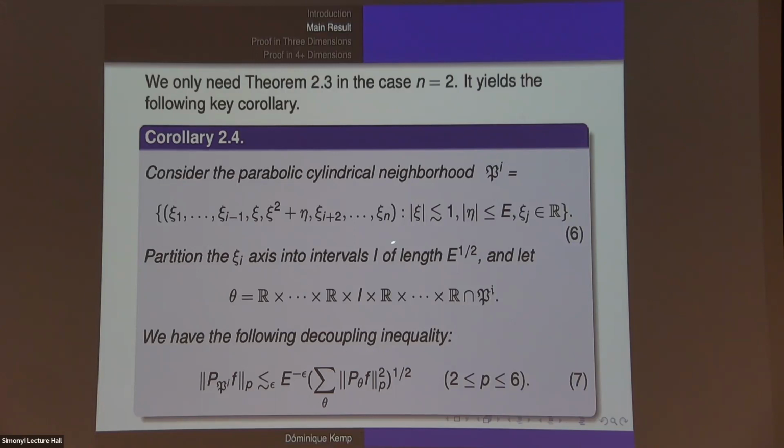Okay, so when we do that, we partition the Ci axis into intervals of length eta to the 1/2. Then the corresponding decomposition of the parabolic cylinder is provided. For each of these thetas that appear in the sum, we have an honest L2 Lp decoupling inequality, and p is again between 2 and 6. Any questions? This is kind of our main thrust here. Corollary 2.4 is what gets applied over and over again, and the point of the proof is to determine how to apply it.